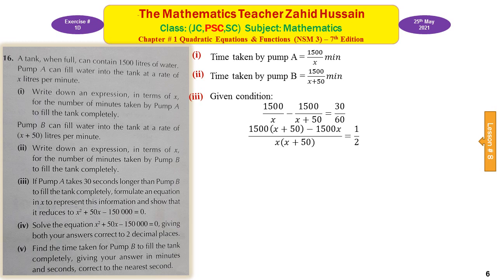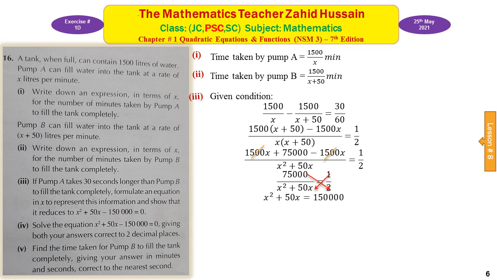Solve this equation by taking the LCM, removing the brackets in the numerator and denominator, cancelling 1500x with the minus 1500x. Now cross multiply. Writing the equation in standard form, we get x squared plus 50x minus 150,000 equal to 0, which is the required equation which we are asked to show in part 3.